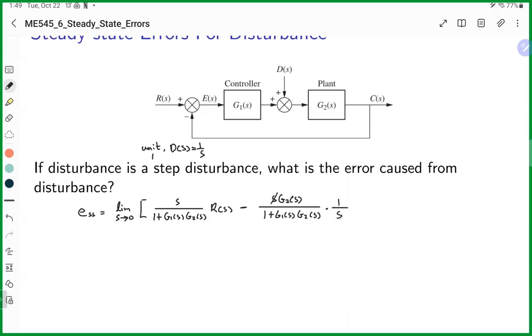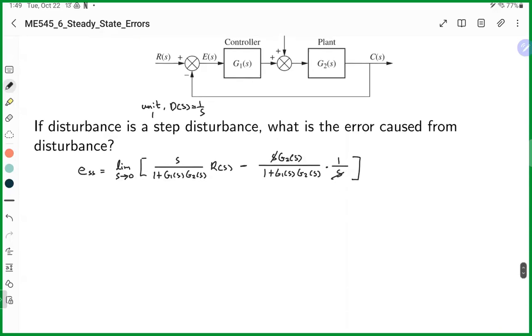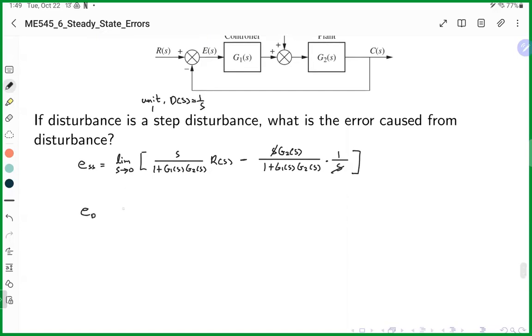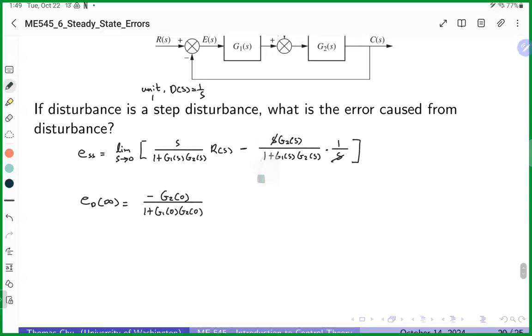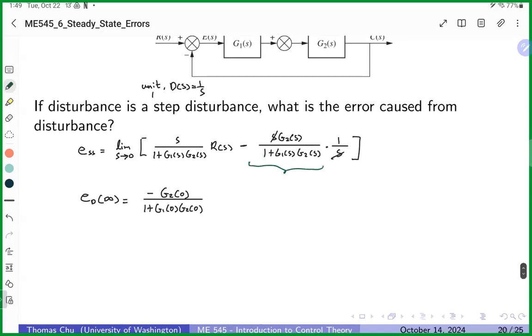So these two will cancel out. So then we get the error due to the disturbance at steady state is equal to minus G2 of 0 divided by 1 plus G1 of 0, G2 of 0. So basically what I did here was that this is the definition of error, and then I plugged in the limit as s goes to 0, and I get this form.